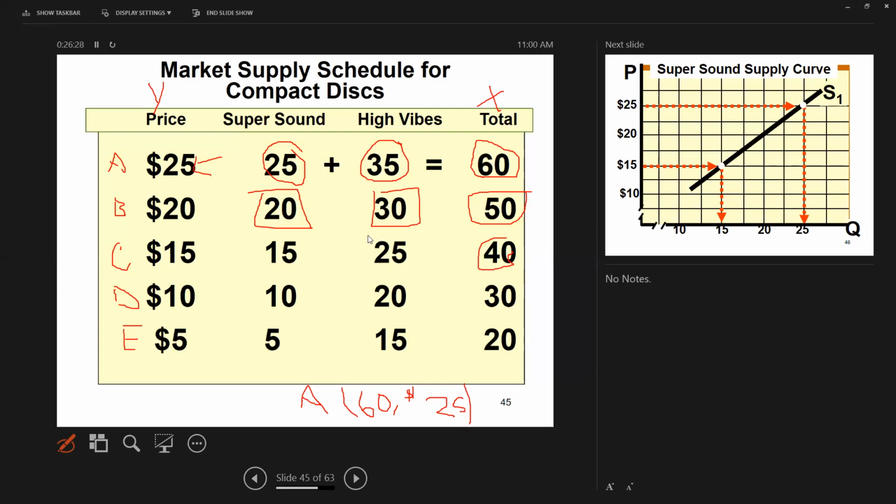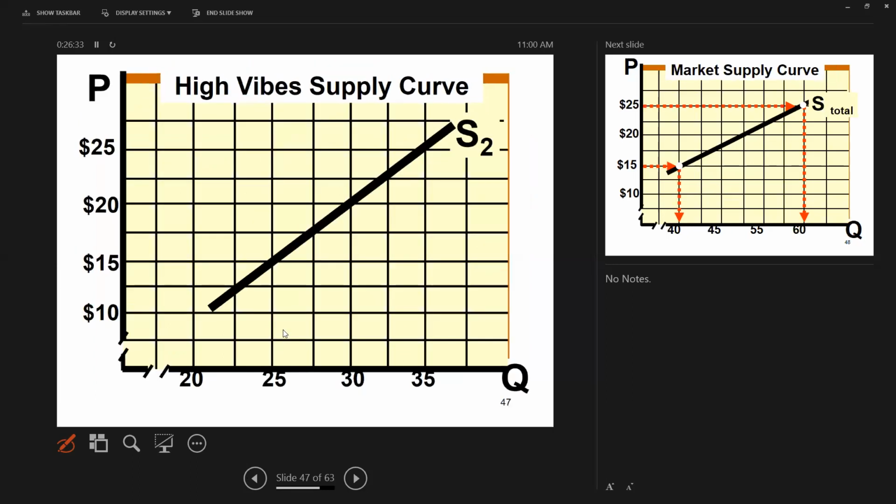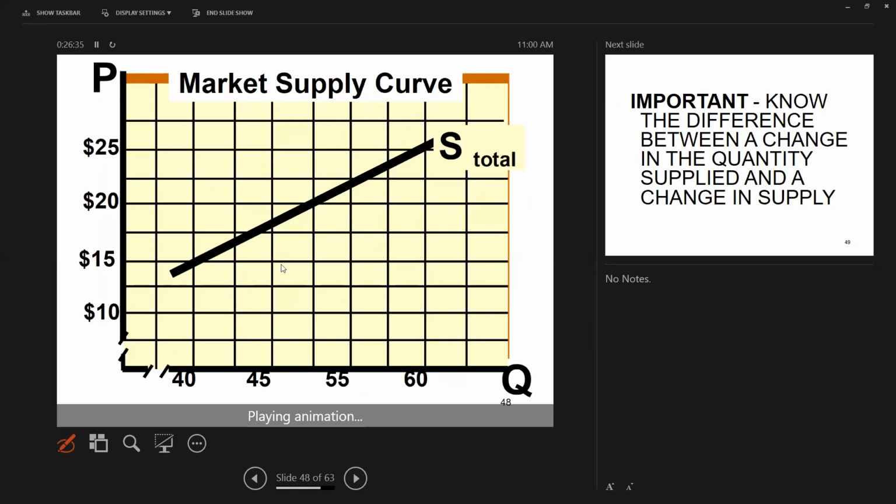All right. So on the next slide here, not this one, not that one. That's the next one I want. We're going to graph that.